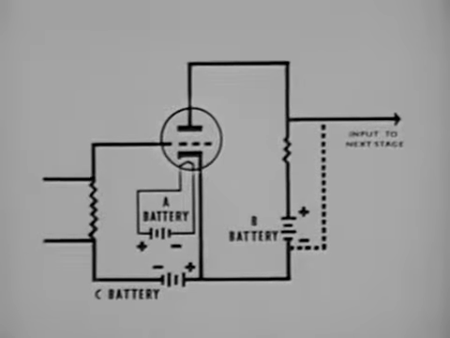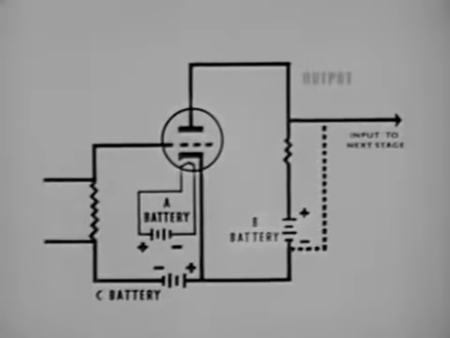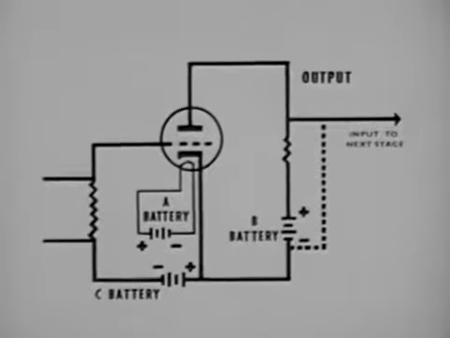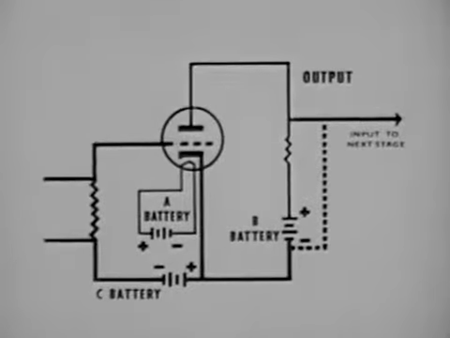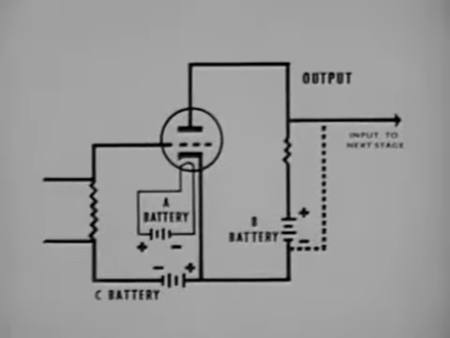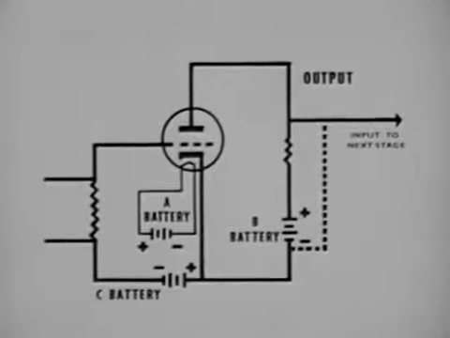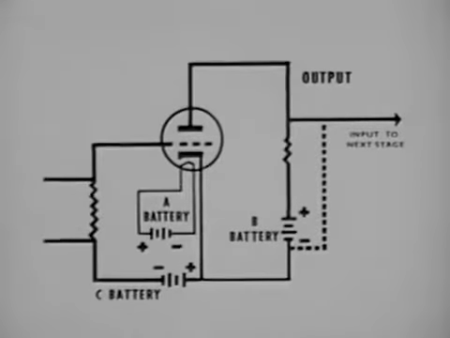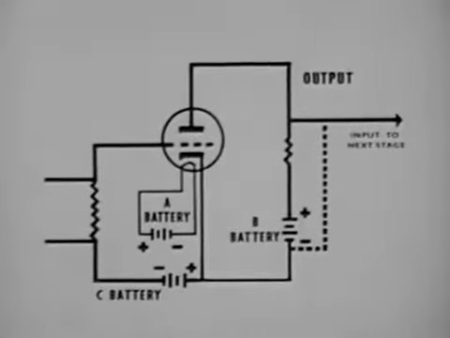The heart of this amplifier is the vacuum tube. Power for the output circuit is supplied by a B supply, in this case a battery. The positive side of the B battery is connected through a resistor to the plate of the tube. The negative side of the B battery is connected to the cathode.